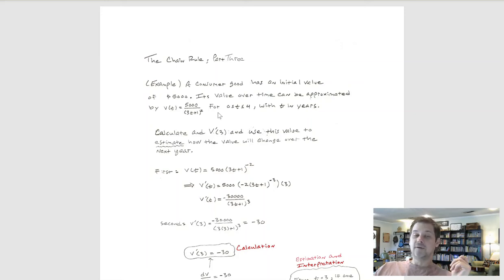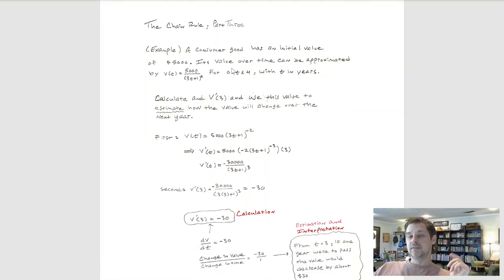I've modeled this problem off of something I put on one of the assignments, so you'll see something very much like this on our assignment for the chain rule. It goes like this. A consumer good has an initial value of $5,000. Its value over time can be approximated by this function V of t, so V is value, t is time: 5,000 over (3t plus 1) to the second power. That's good as long as t is between 0 and 4 and t is measured in years.